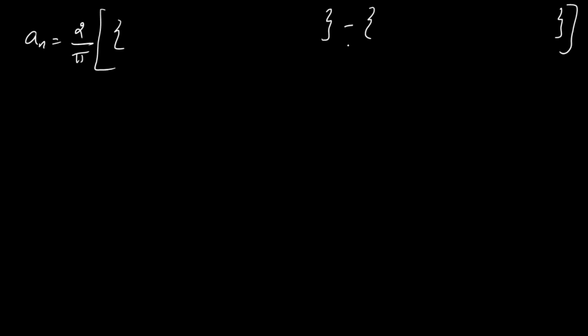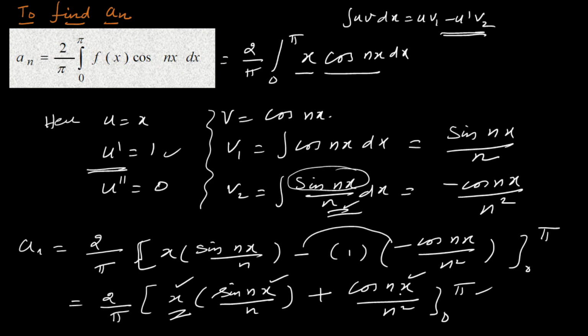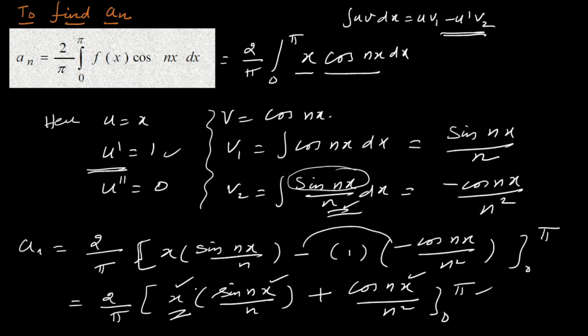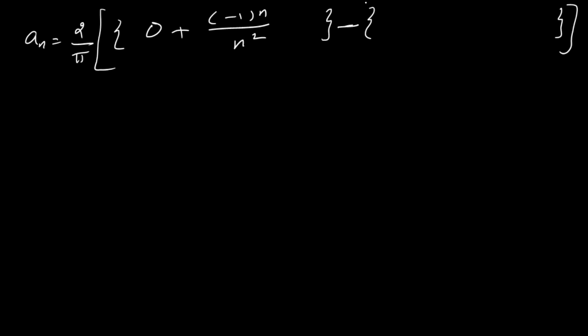So 0 plus, coming to the second term, cos n pi. You know the value of cos n pi is minus 1 whole power n. So minus 1 whole power n divided by n square, for the upper limit, over minus. Coming to the lower limit, you have to replace these x values by 0. What happens? The first term becomes 0, plus cosine 0 value is 1, so 1 by n square. So you have 0 plus 1 divided by n square.